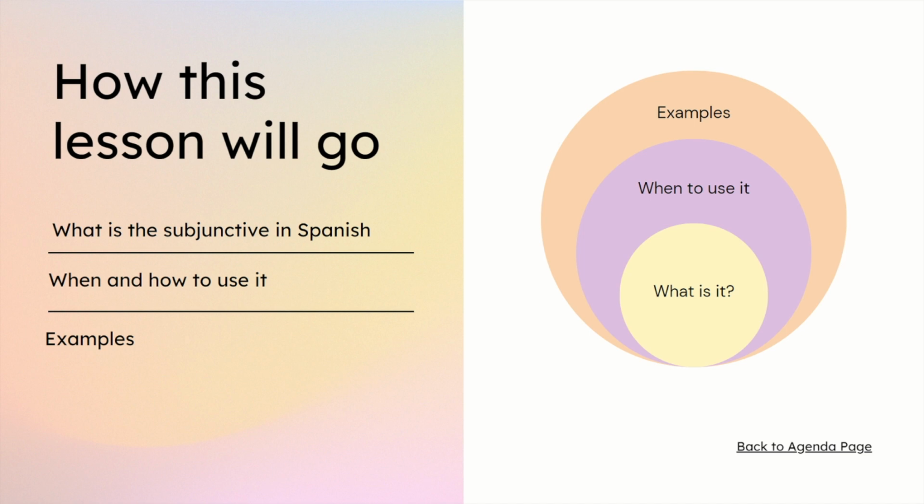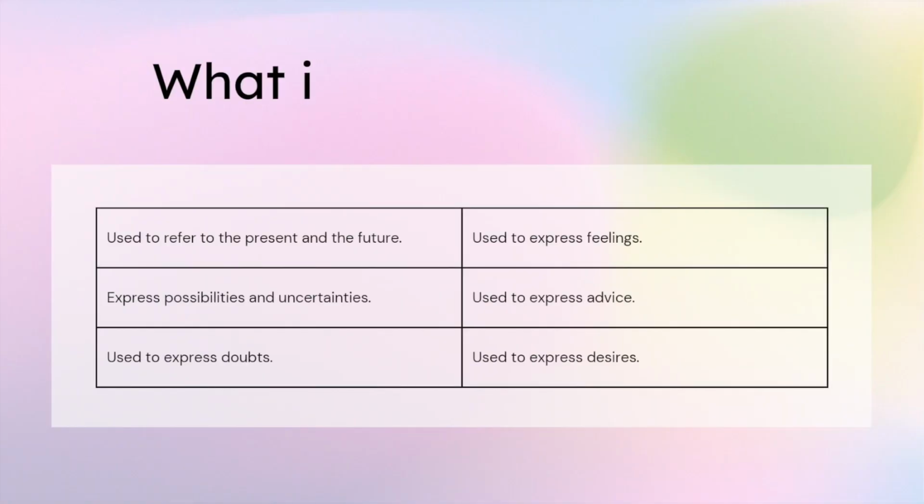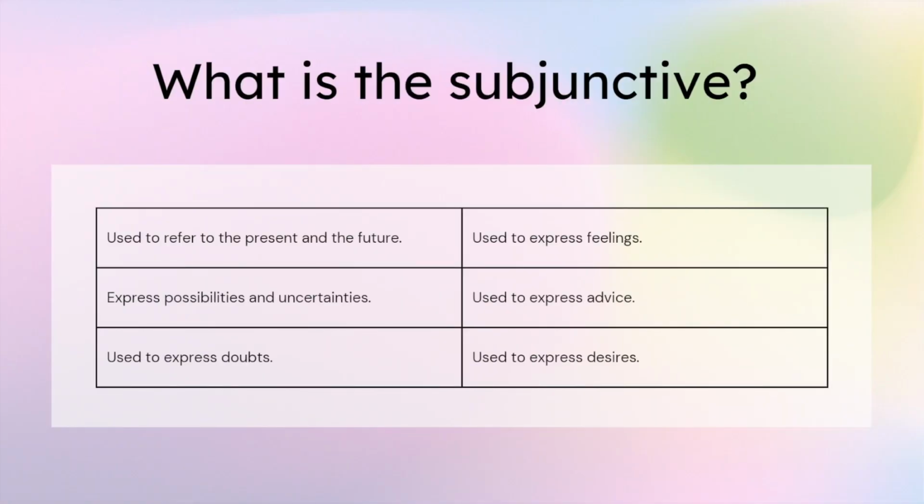So how will this lesson today go? We're going to go through what is a subjunctive in Spanish, when and how to use it, and then we're going to have a look at a few examples. So let's go ahead. What is the subjunctive? The subjunctive is a tense in Spanish that is used to refer to the present and the future. We'll have a look at it in more detail as we go through this lesson. It is used to express possibilities, uncertainties, doubts, desires, advice, feelings.